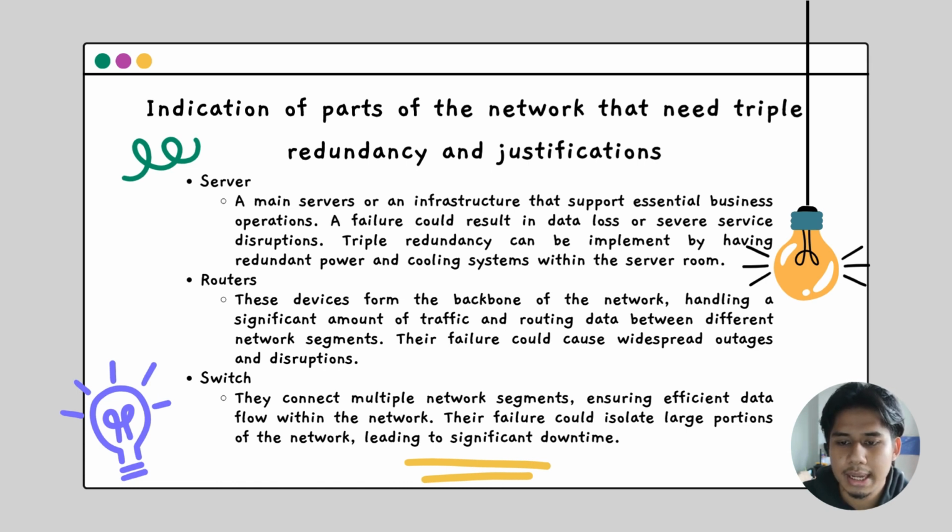Next, router. This device forms the backbone of the network, handling a significant amount of traffic and routing data between different network segments. Its failure could cause widespread outage and disruption. Finally, switch. Switches connect multiple network segments, ensuring efficient data flow within the network. Their failure could isolate a large portion of the network, leading to significant downtime.